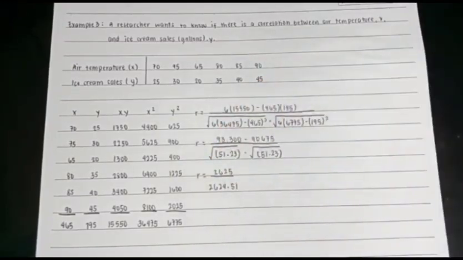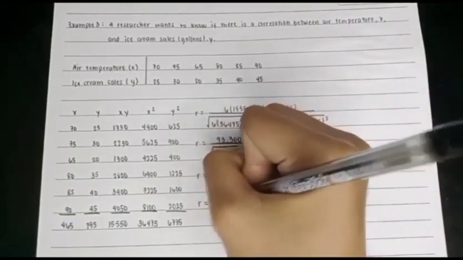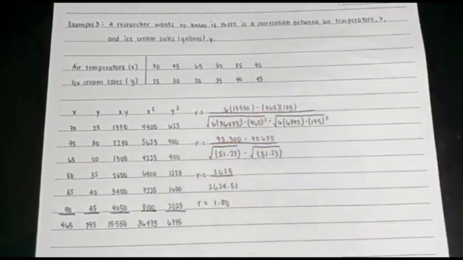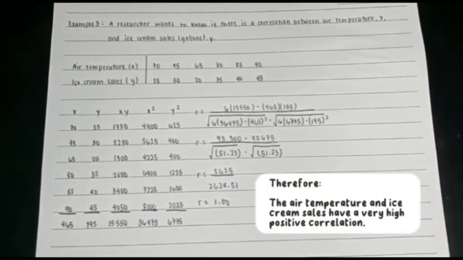To get the final answer, you simply divide 2,625 divided by 2,624.51, and the final answer is 1, or 1.00. As you can see on the interpretation of correlation that 1.00 or 1 is very high positive correlation. Therefore, the air temperature and ice cream sales have a very high positive correlation.